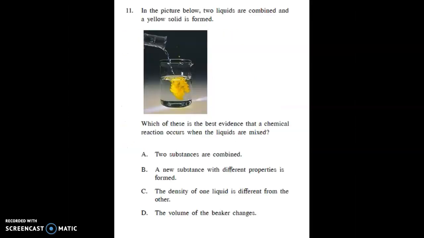Question 11. In the picture below, two liquids are combined and a yellow solid is formed. Which of these is the best evidence that a chemical reaction occurs when the liquids are mixed? A. Two substances are combined. B. A new substance with different properties is formed. C. The density of one liquid is different from the other. D. The volume of the beaker changes.